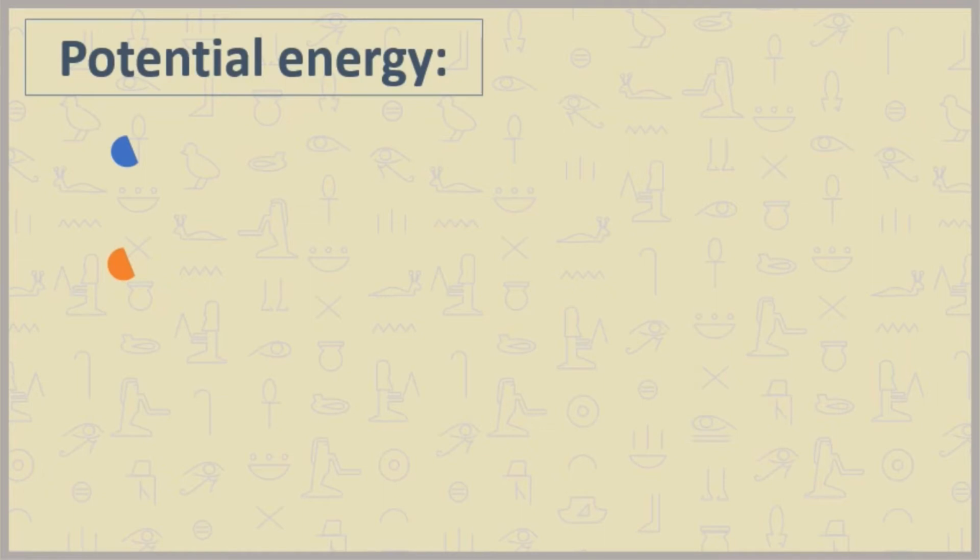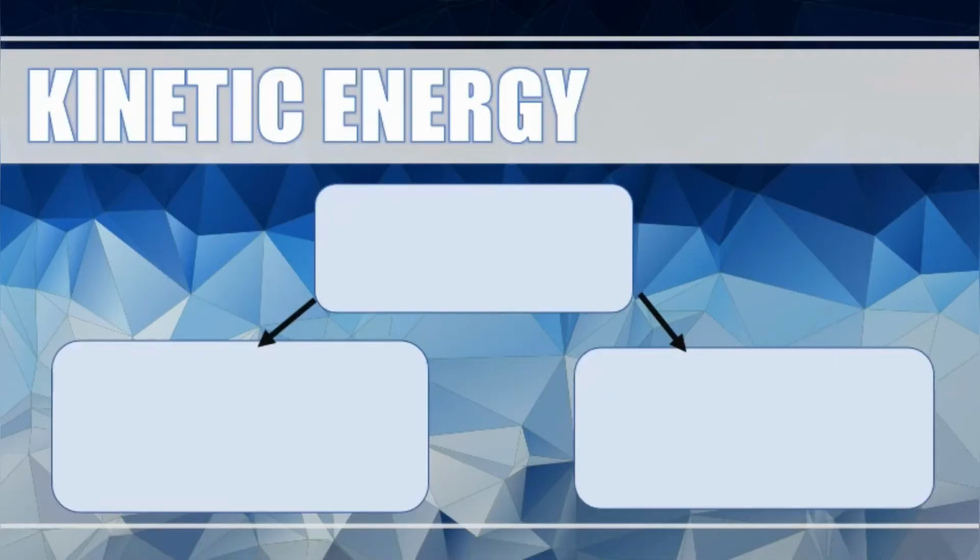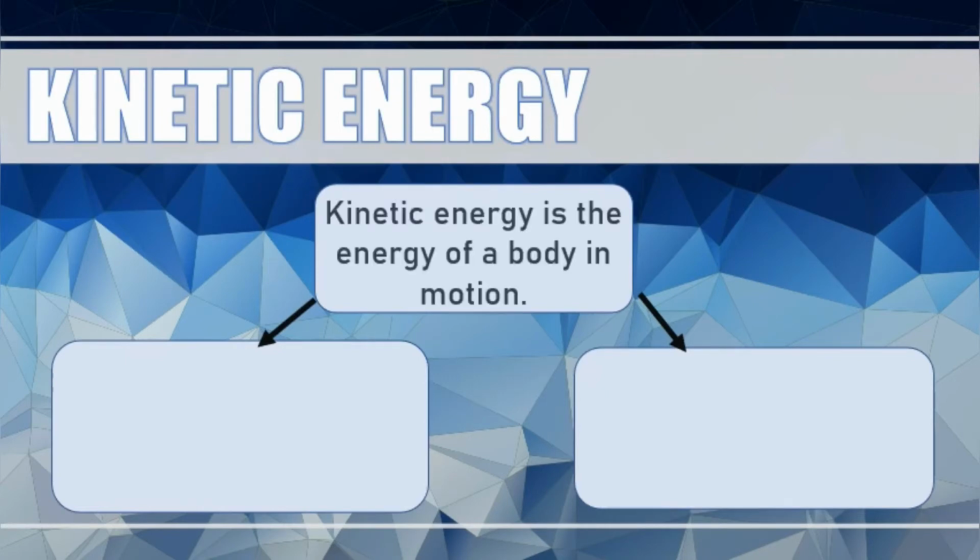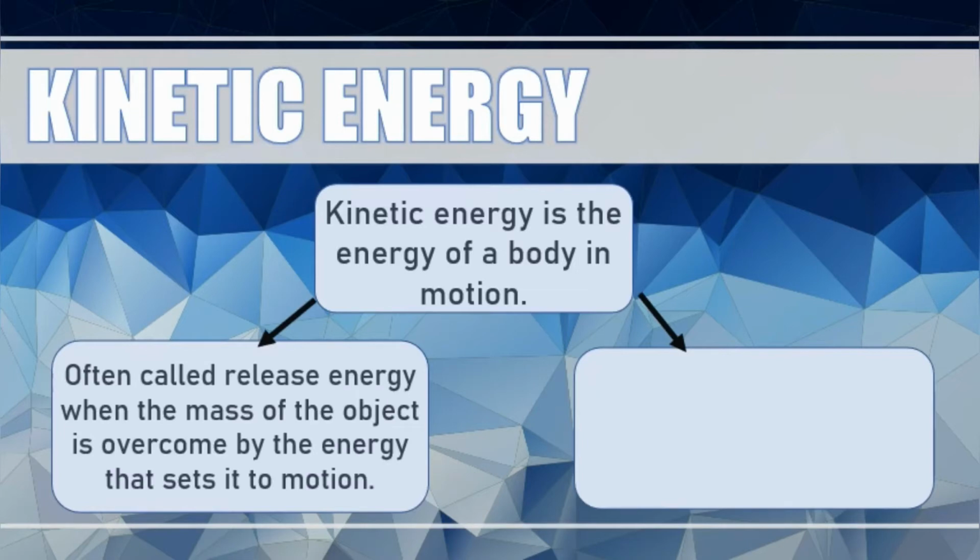Okay? Next is kinetic energy. So we have already defined potential energy. Now let's move on to kinetic. So kinetic energy is the energy of a body in motion. So if an object is moving, it has kinetic energy. It is often called release energy when the mass of the object is overcome by the energy that sets it to motion.